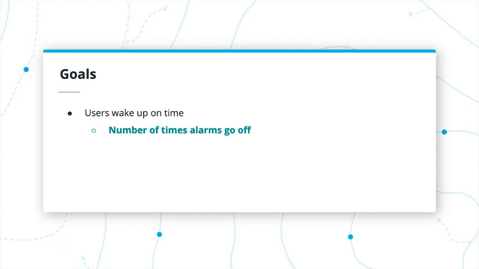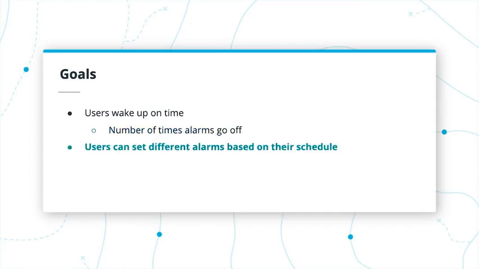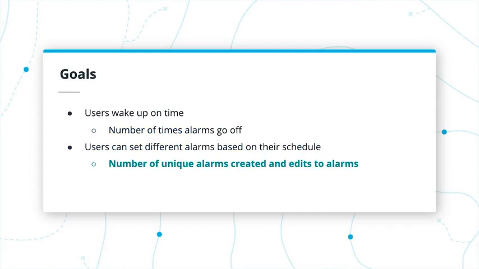The premise here is that if our product is not meeting our users' goals, they'll stop using it. Potentially, we could also do something fancier, like looking at if the phone is moved after 1, 2, 5, or 10 minutes after the time when an alarm goes off. We also want users to have the ability to set different alarms based on their schedule. We'll measure this by the number of unique alarms created and the number of edits made to alarms. The premise is that users won't need to edit existing alarms. Instead, they can create different alarms based on factors like day of week.